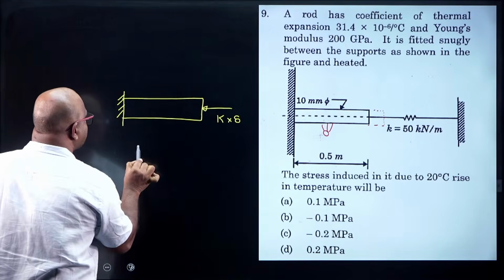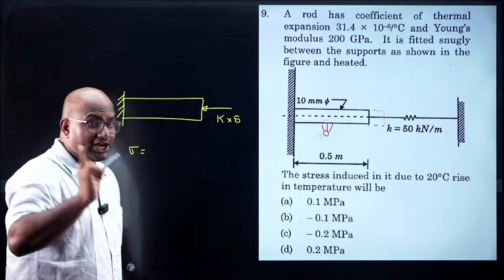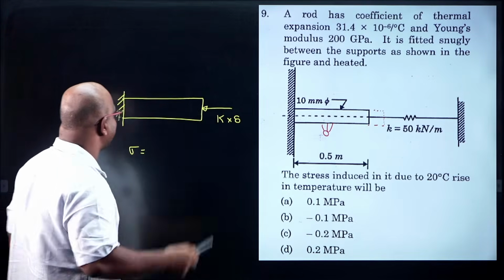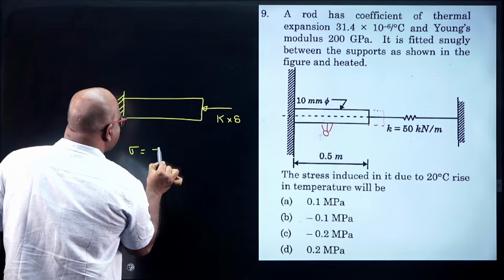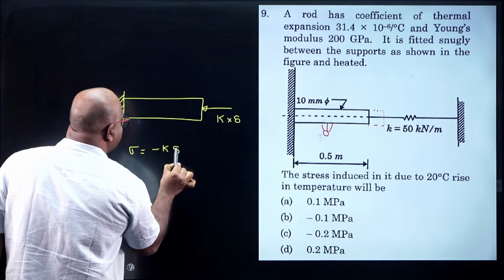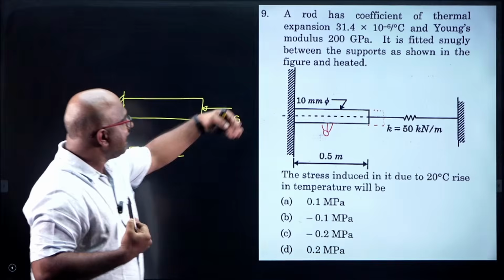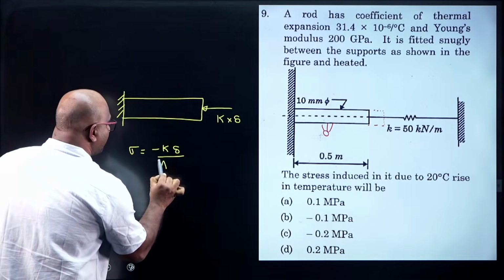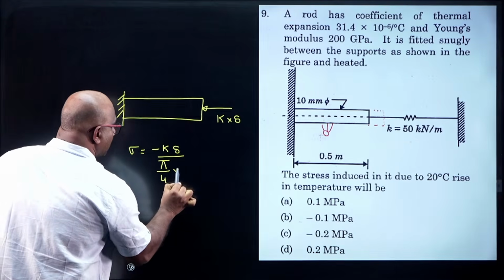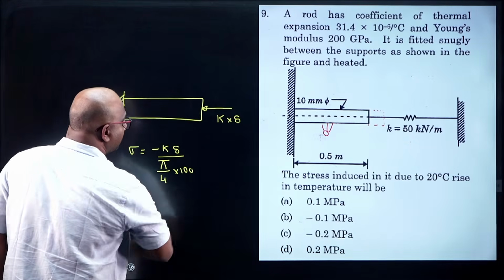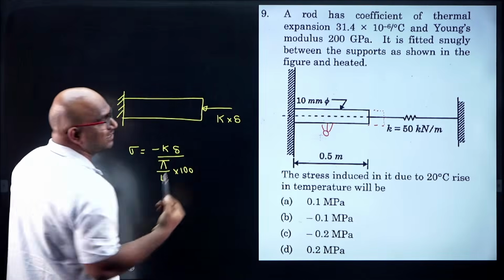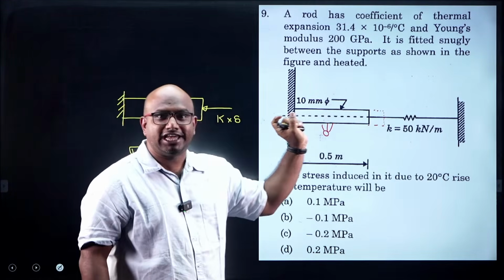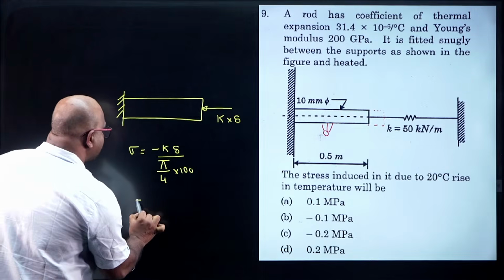Then what is the stress equal to, guys? First, should it be compressive or tensile? It should be compressive, guys, because it is pushing inward. The stress is equal to minus K into delta by area. Area how much, guys? Has anyone been given it? Area equals pi by 4 d square, so pi by 4 into 100. So 10 square means 100, I am going to get. Now, what is the K he has given, guys? 50 kilonewton per meter. Just put everything in, guys.